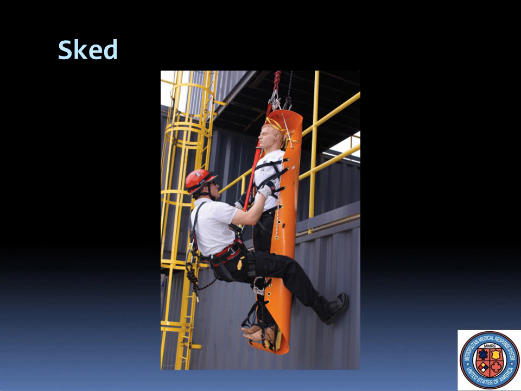The Sked litter, as you see here, is the orange litter. It's got integral patient securing straps. It is a hoistable litter. It can be used for helicopters, rope rescues, cliff rescues, etc. A benefit to it as well is it is a very hard plastic material that will slide very nicely across most surfaces in schools, office buildings, etc.